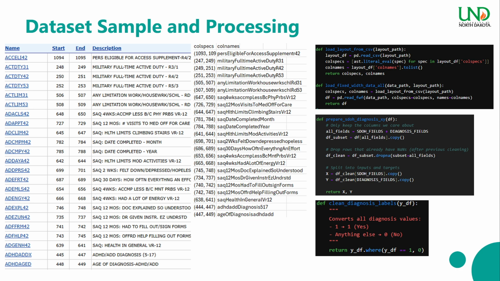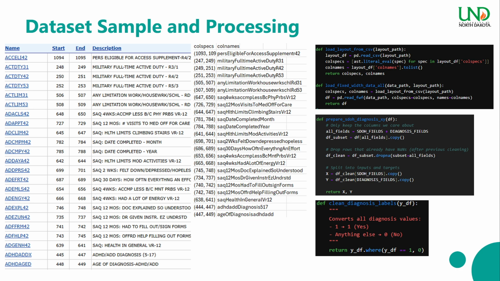So this is a sample from the MEPS codebook, which is essentially the key that tells us how to decode the fixed width file. Each row here represents a single variable: the variable's name, where it starts, where it ends in the data set, and what it means. And if you click on the link, it'll take you to a more detailed explanation of what the variables are.